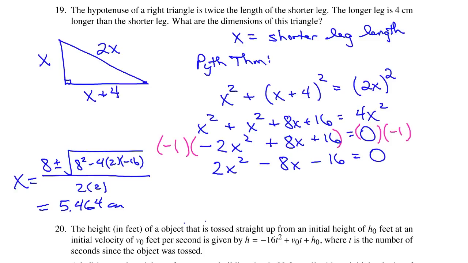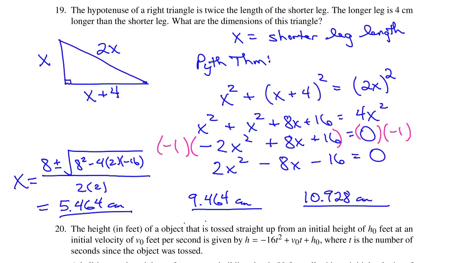And then the rest of the question was, what are the dimensions? So this was the x, that was the shortest leg. Then add 4 to get the longer leg. And then double the original one to get the hypotenuse. And those are the three answers that you should have gotten for this one.